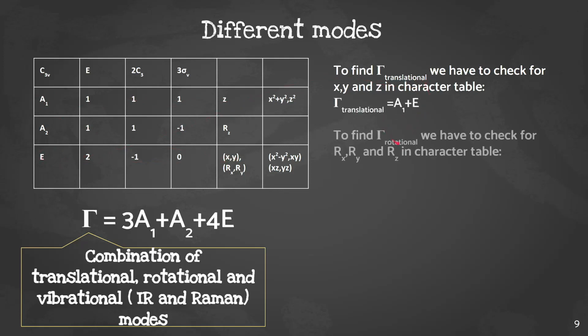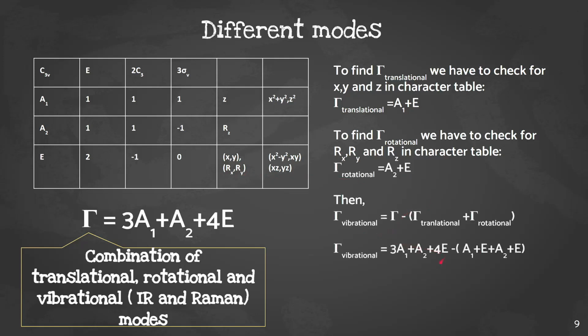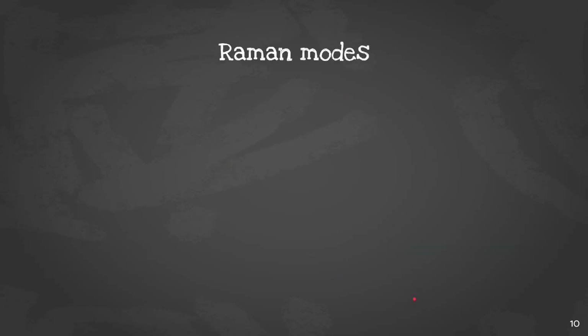Similarly, for τ rotational, we check for Rx, Ry and Rz in the character table. Rz is here, so rotational has a contribution from A2, along with E, as there are Rx and Ry. τ rotational will be A2 + E. Now just do the basic algebra to find the vibrational states, and we find that it is 2A1 + 2E.